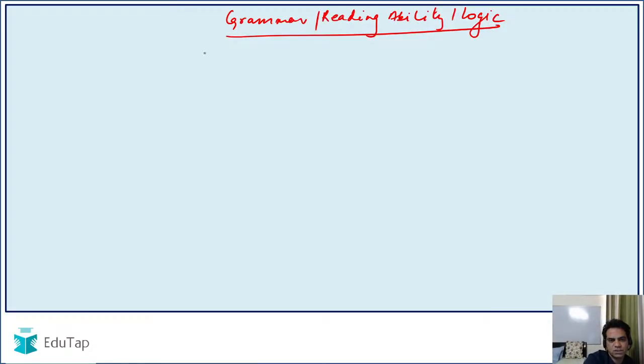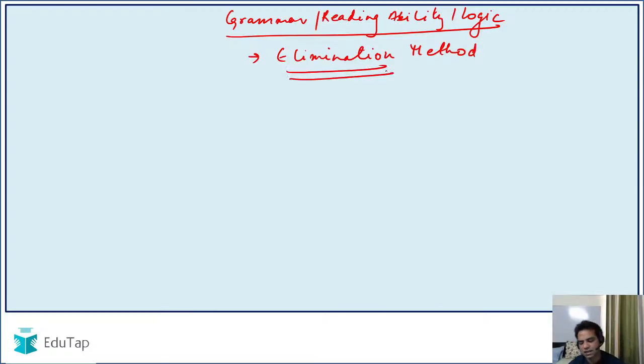The best way to solve the questions under this section is something which we call the elimination method. So guys, today we need to understand what we mean by elimination method. In these questions you will be given 5 choices, and you'll have to choose the right one out of them. So if you try to find the correct answer, you need to control your elimination.